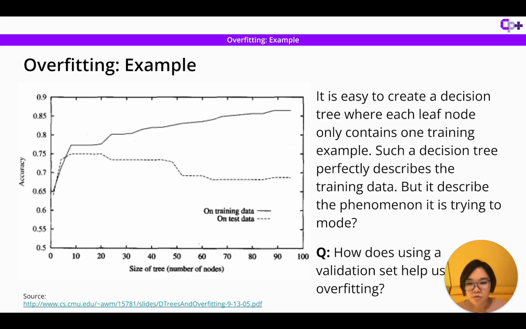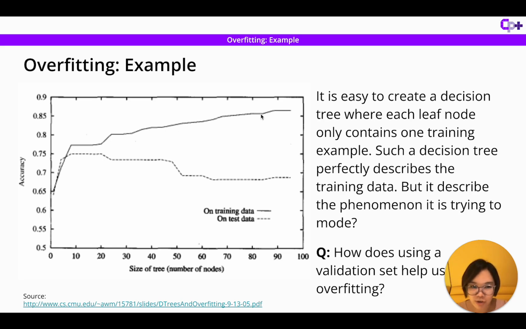More formally, this is what it will look like when you have overfitting. On the training data, you notice the accuracy is increasing close to 85%. But on the test data, which contains data that the model has never seen before, it is dropping. Which means that it has overfitted to your training data.